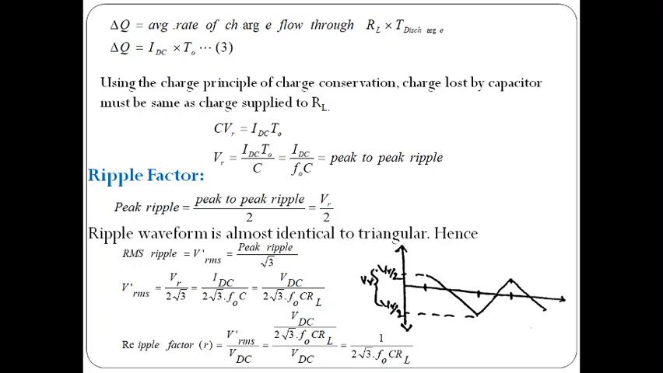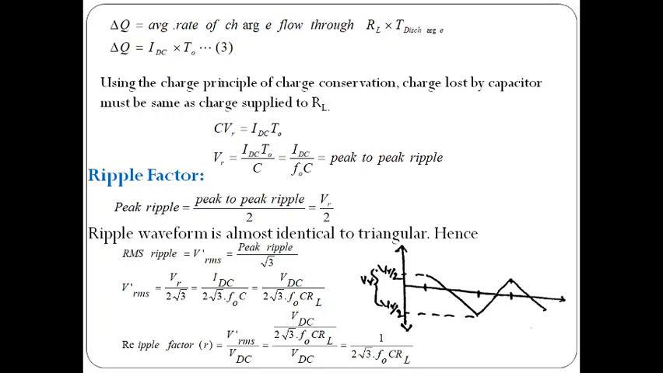We know the principle of charge conservation. The charge lost by the capacitor is equal to the charge supplied to RL. The charge entering the capacitor equals the charge moving out of the capacitor. So from equations 2 and 3 for delta Q, we can write C into VR equals IDC into T naught.